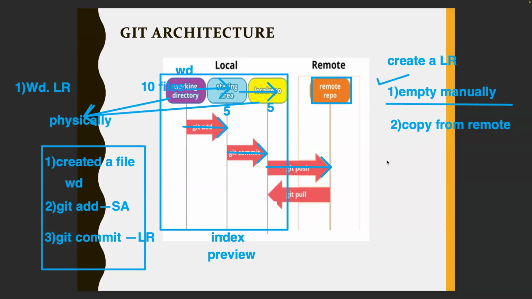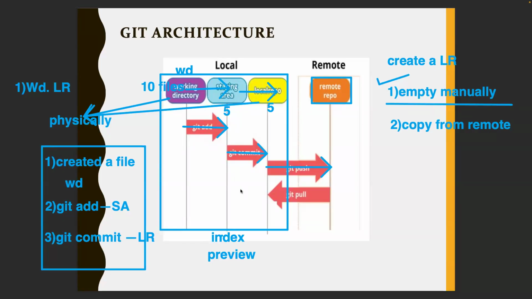How is it logically different? Whenever you create a file here, it is said to be in the working directory. Once you run the command git add, it goes to the staging area, and once you commit, it goes to the local repo. That's how your changes navigate from each layer. This is called the git tree, which we have discussed.